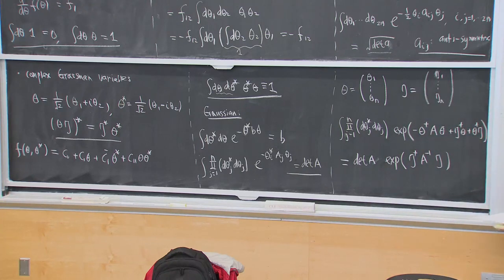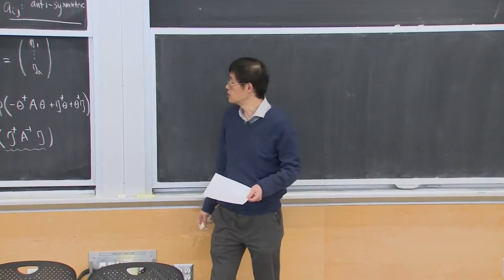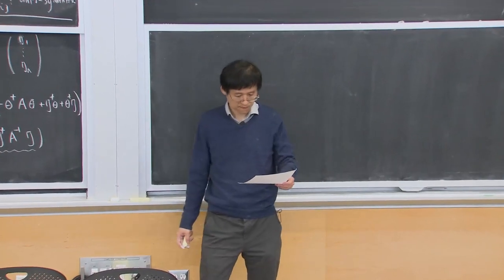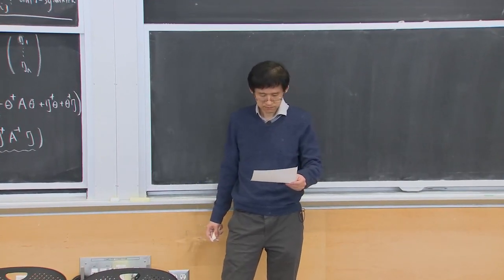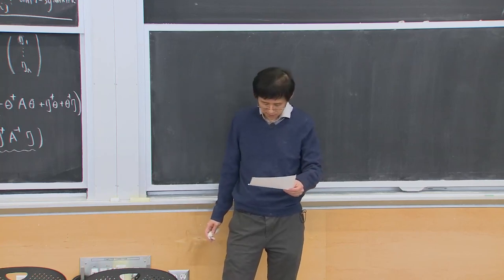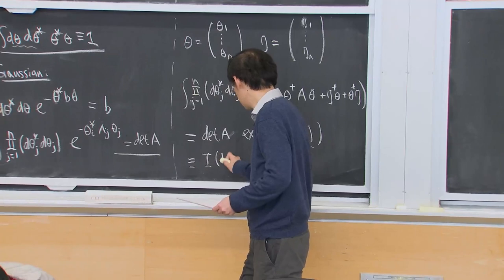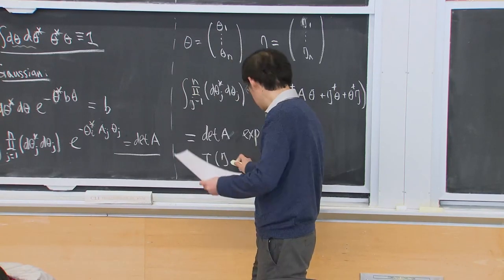Up to the sign and factors of i, etc., this is exactly what you normally expect. After you complete the square, you get A minus one here, and then you get this eta. Any questions on this? Yes? A doesn't have to be symmetric. A can be some general complex matrix in principle, yeah. I will also denote this by i eta and eta star.